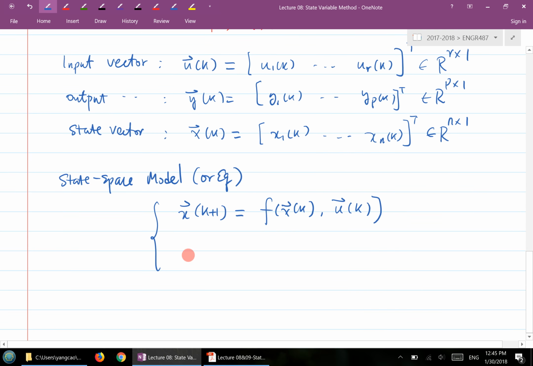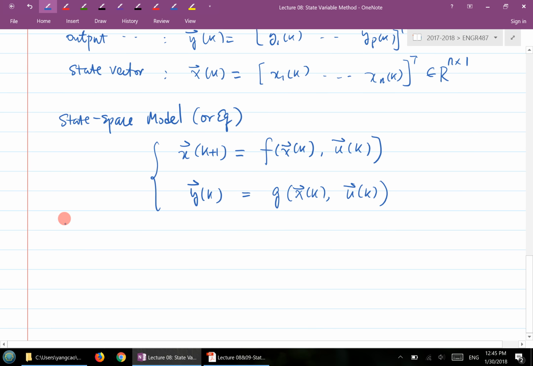And then your output is also a function of the input and also a function of the state variable. So this is your general state space model. It could be linear, it could be nonlinear. So this f and g are just function symbols here.